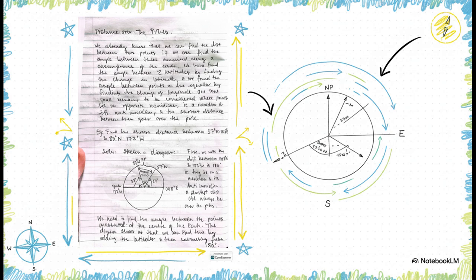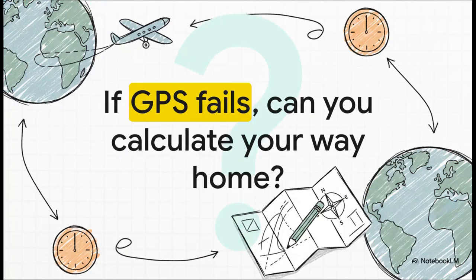You bypass the departure formula entirely. Instead, you find the angle from your first point to the pole, find the angle from the second point to the pole, and just add them together. Multiply those total degrees by 60, and boom, you've got your exact distance in nautical miles directly along the curvature of the Earth. So if your GPS failed directly over the North Pole, could you manually calculate your way home?